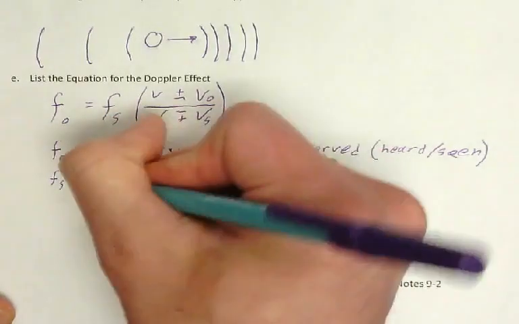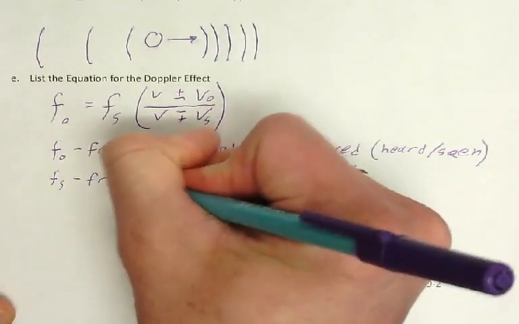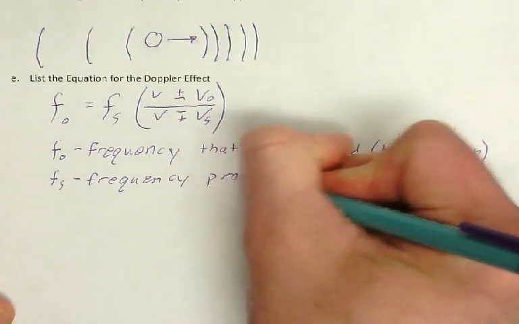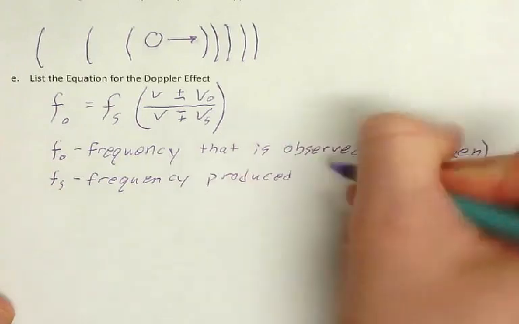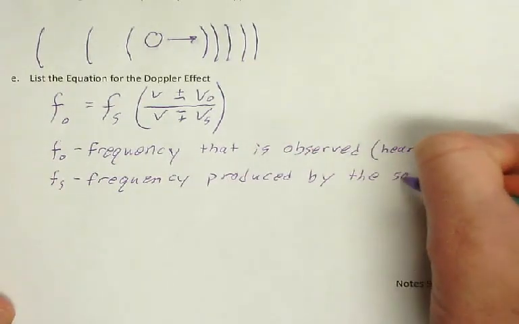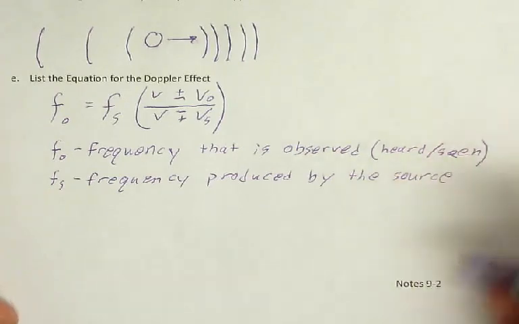Fs is the frequency produced by the source. So the thing that makes the sound, its frequency is Fs. So that's the real frequency. That's the frequency the sound actually is. Fo is the frequency you hear.